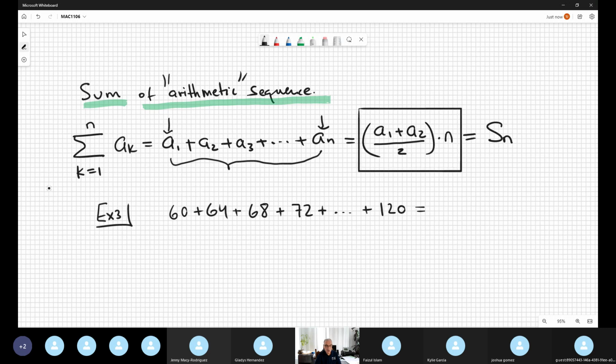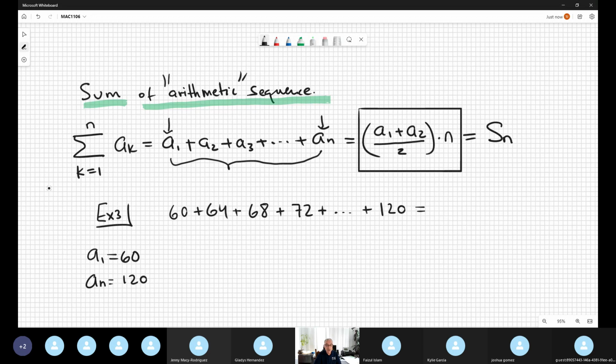Who is a1? a1 is 60, the first element. Who is a sub n? a sub n is the last one, the 120. But the problem is that I don't know who n is, because it's not given clearly. You can continue to expand, but maybe it's too long, it's impossible. You spend a lot of time.